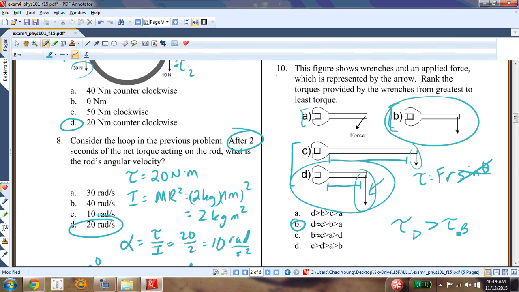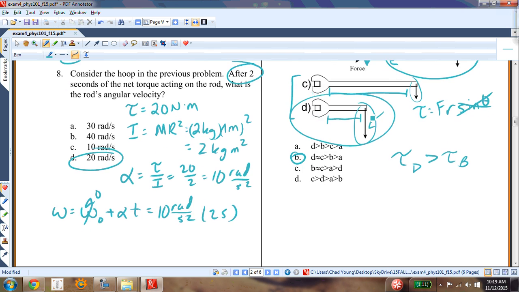And then A is the smallest of all because I only have a component of the force that's actually causing any torque at all. So it has the smallest torque of all. So B is the right answer for 10.